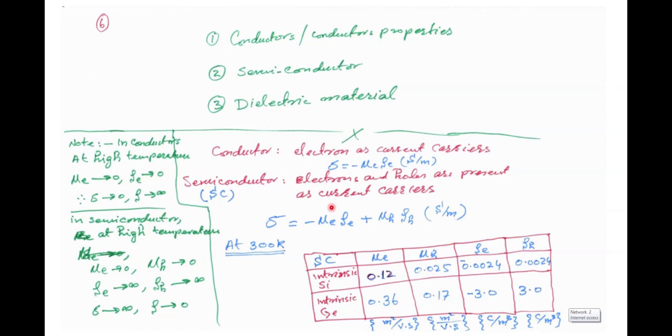So from this discussion we conclude that in semiconductors the conductivity actually depends on 4 parameters: mobility of electrons, mobility of holes, electron concentration, hole concentration.